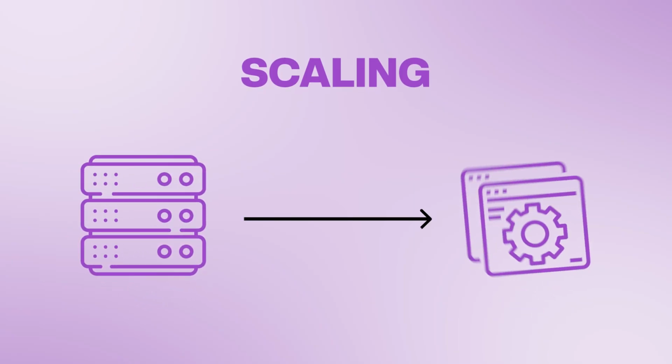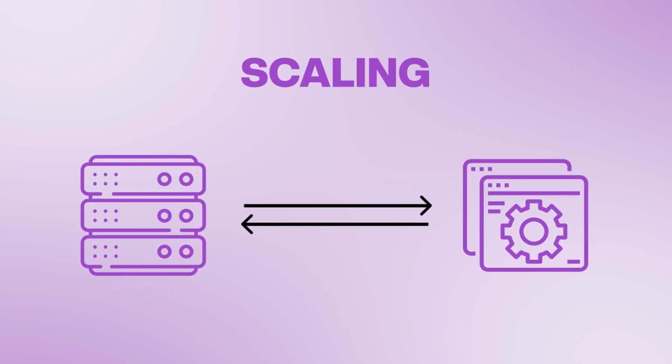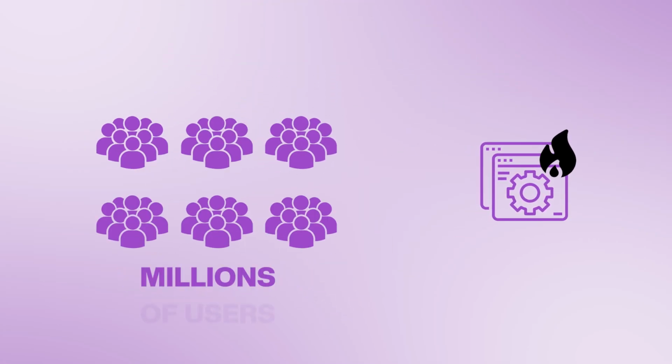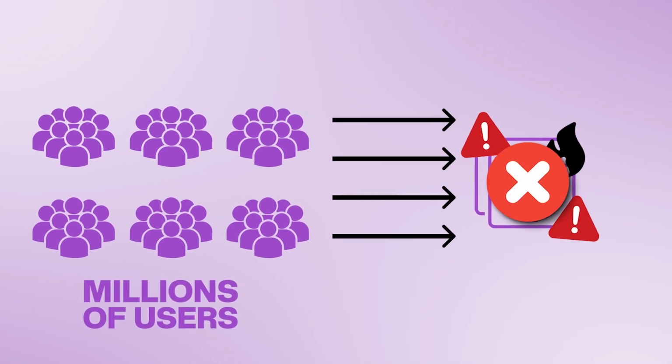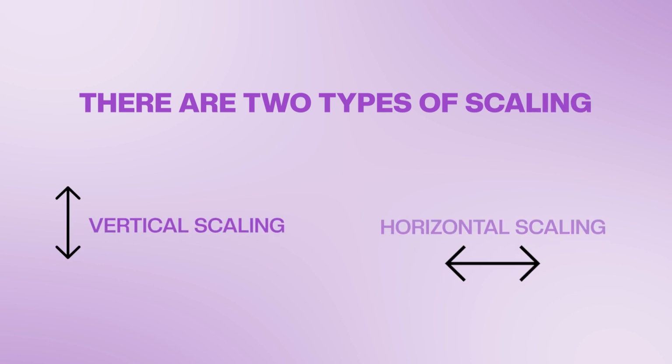Now let's talk about how we handle growth within systems, scaling. Imagine you have a single server running your application. It's happily chugging along, handling a few requests. But what happens when suddenly your app goes viral and you have thousands, even millions of users hitting your server all of a sudden? It's not going to be able to handle all of those requests. This is where scaling comes in. There are 2 types of scaling, vertical scaling and horizontal scaling.